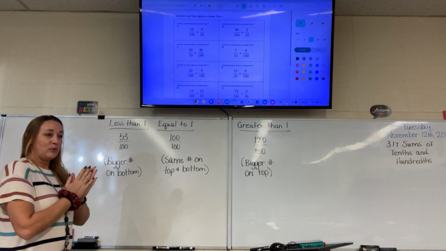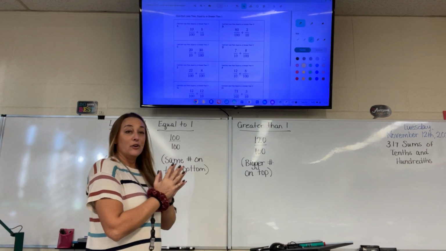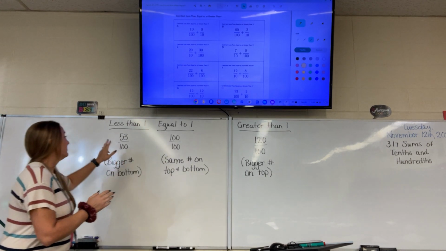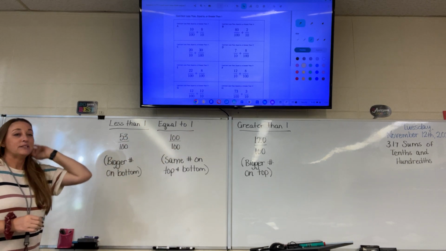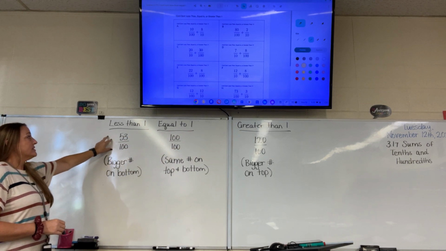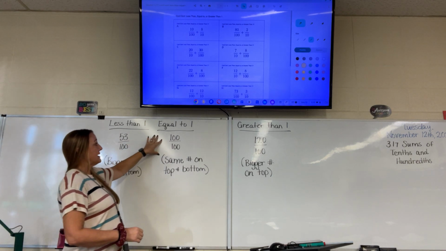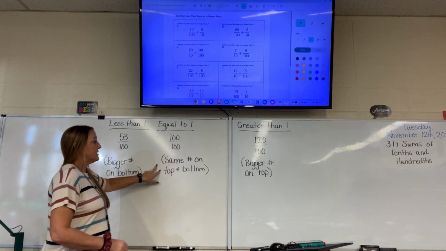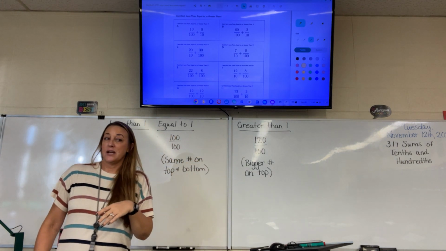So we've done the math warm-up. We did a card sort, and we put our cards in 3 different categories: less than 1, equal to 1, greater than 1, after we solve the expression. So this is an example of less than 1, the bigger numbers on the bottom. This is an example equal to 1. They're the same number on top and bottom, and then greater than 1, the bigger numbers on top.